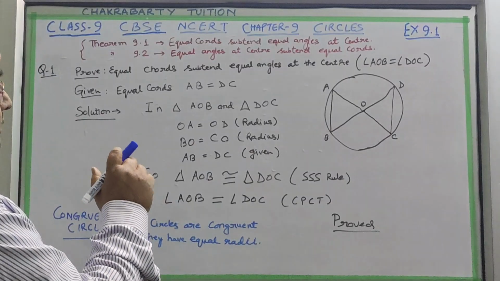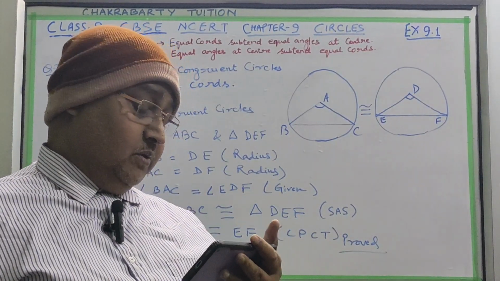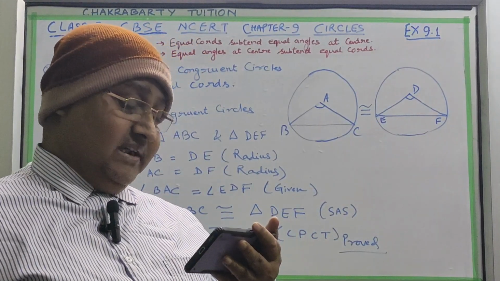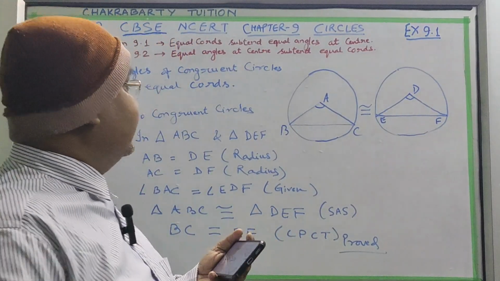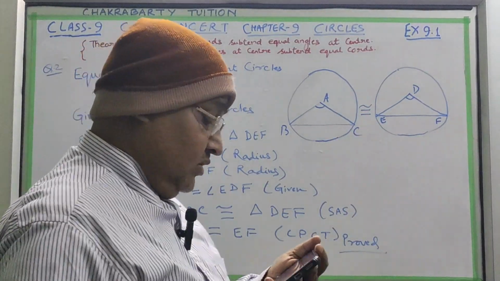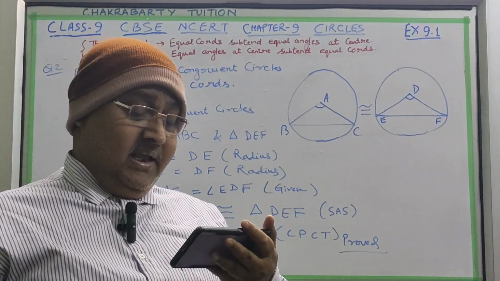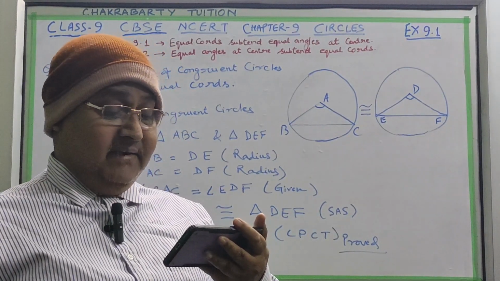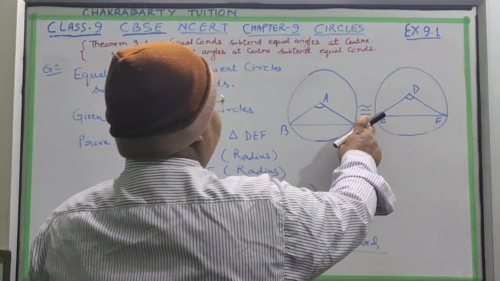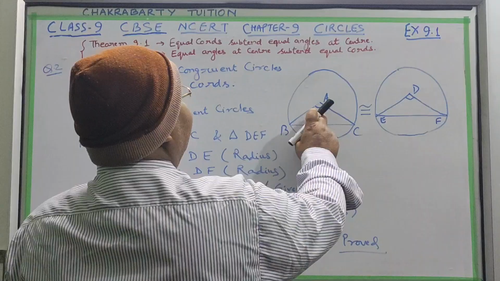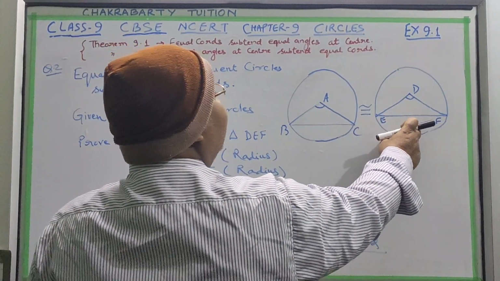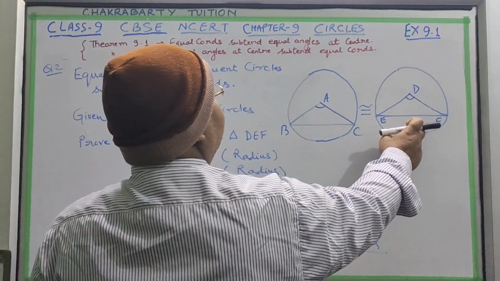I will rub this and write question number 2. Question number 2 says, prove that if chords of congruent circles, meaning circles whose radii are equal, subtend equal angles at their centers, then the chords are equal. What it is saying is that in congruent circles, if the angle subtended at the center is equal, then the chord will also be equal. Means BC will be equal to EF.